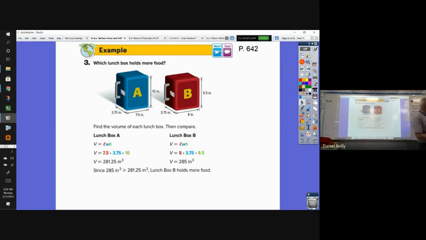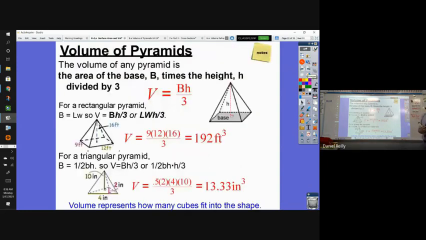All right, our last topic for the day. Look, we've got half an hour left. We're doing great. Last topic of the day is volume of pyramids.